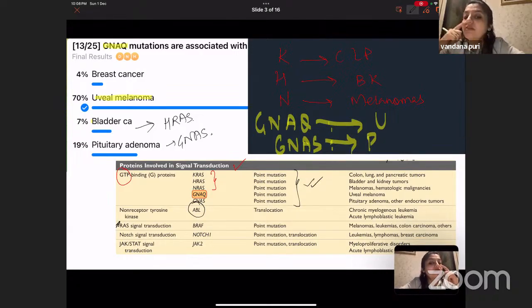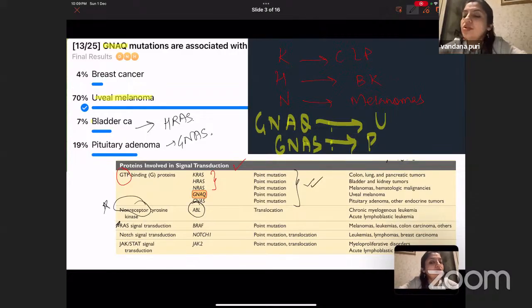Apart from that, tyrosine kinase pathway, this is non-receptor tyrosine kinase pathway. That is one thing which you have to remember. And again, these are the small things that they ask you in exam as a question. So it's a non-receptor tyrosine kinase. Also remember that it undergoes translocation.